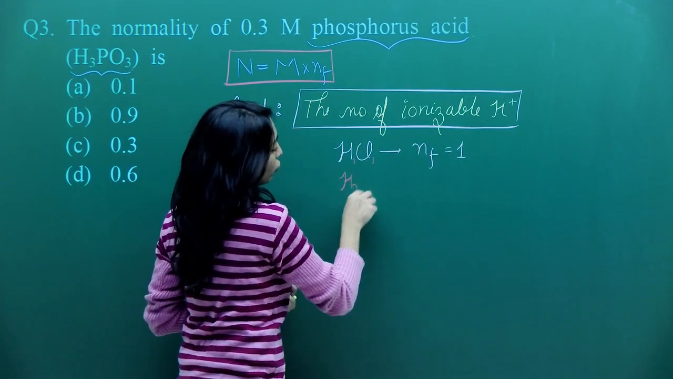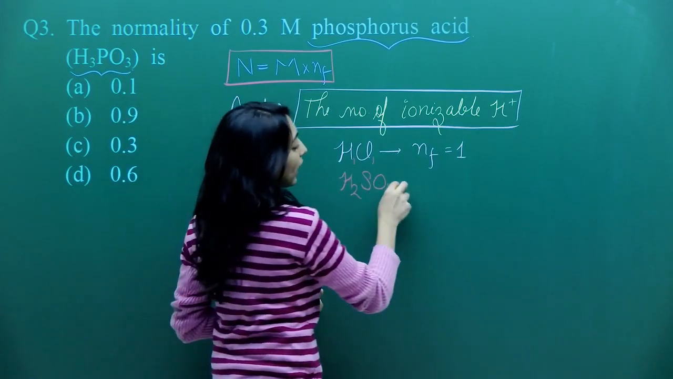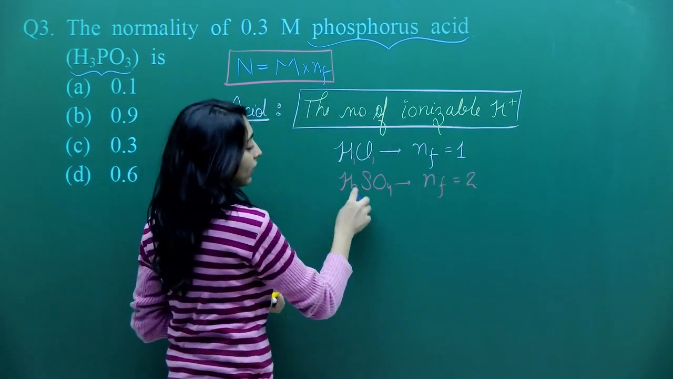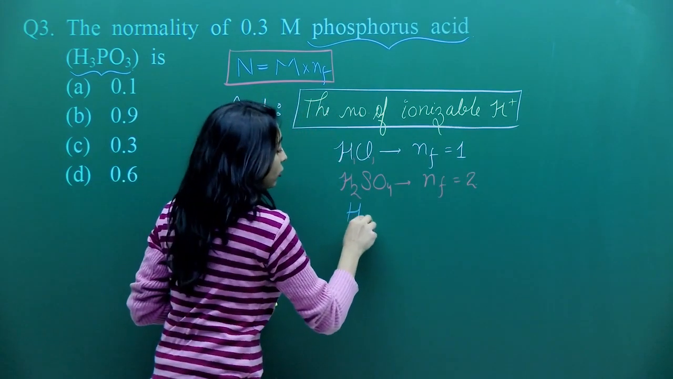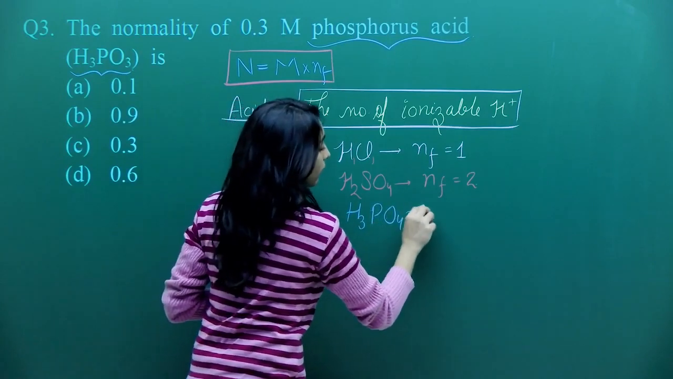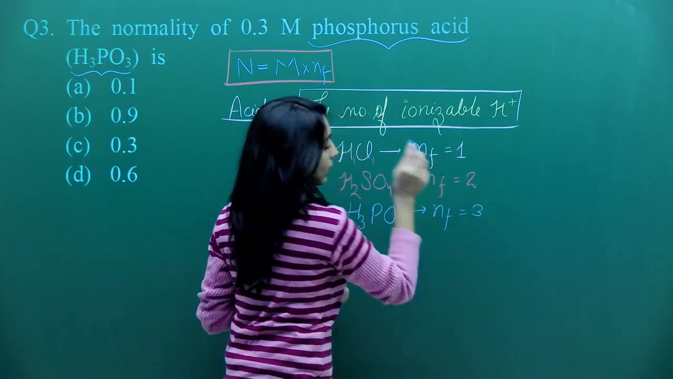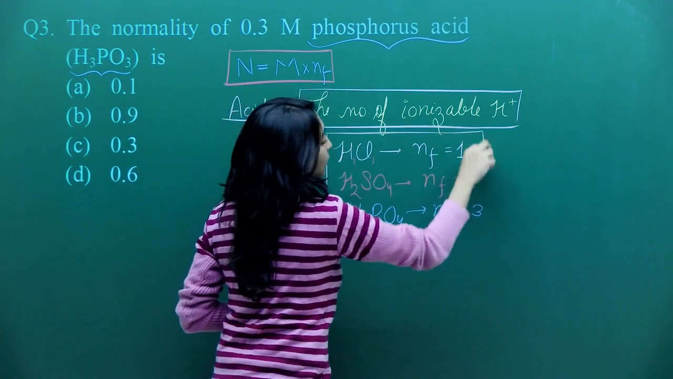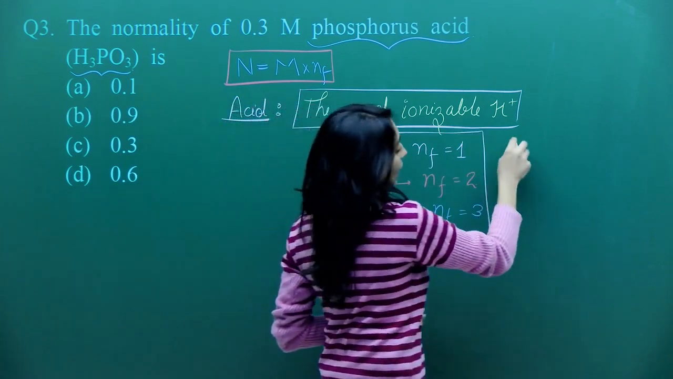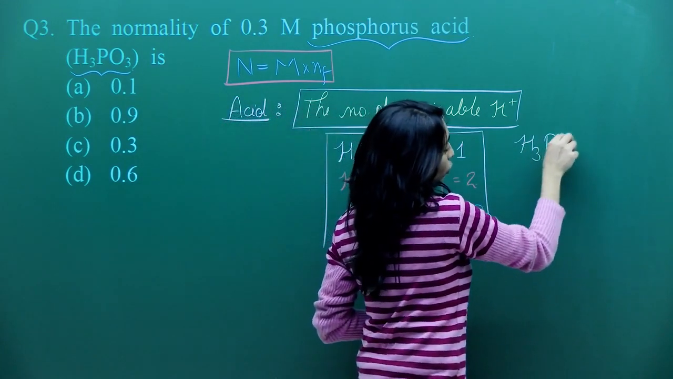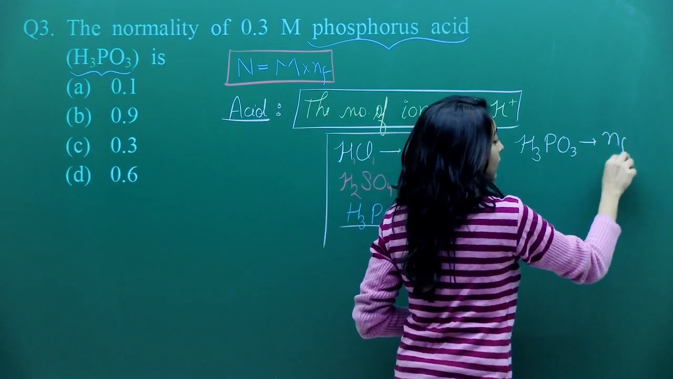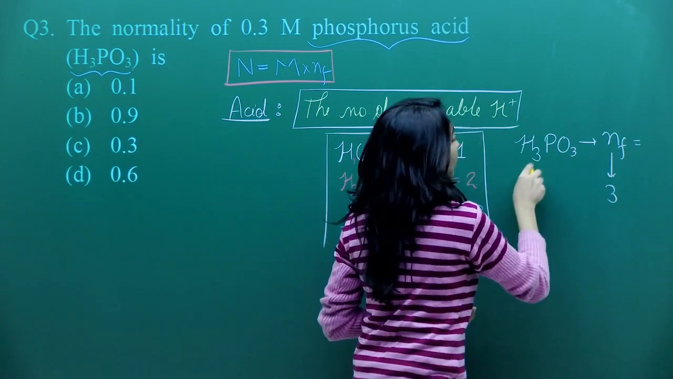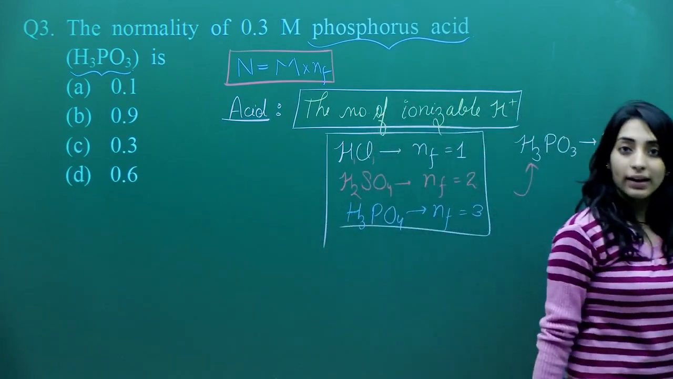Consider H2SO4. What should be the n factor? The n factor has to be 2 because we have written H2. Consider H3PO4. The n factor will be 3 according to the formula, right? Similarly, for H3PO3, the n factor that you will predict should again be 3 because H3PO3 is there, right?